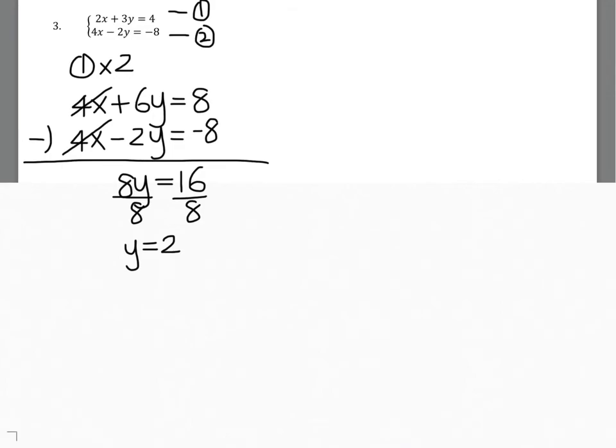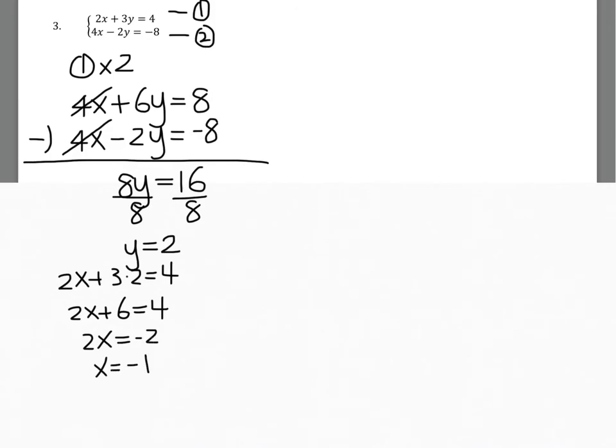Plug it back into, so I just choose the first equation. 2 times x plus 3 times 2 equals 4. 2x plus 6 equals 4. Subtract 6 from both sides. So I have 2x equals negative 2. x equals negative 1. So my solution should be negative 1, 2.